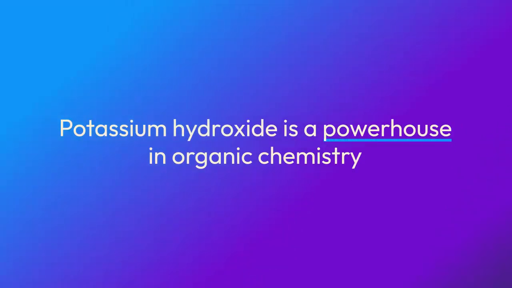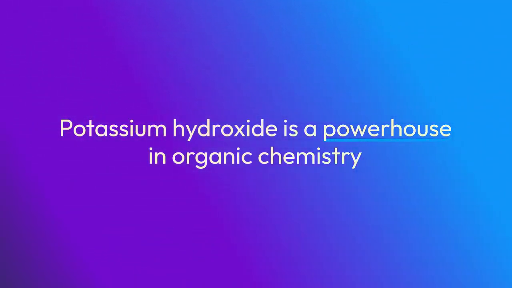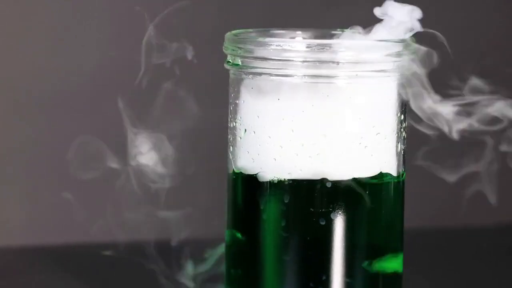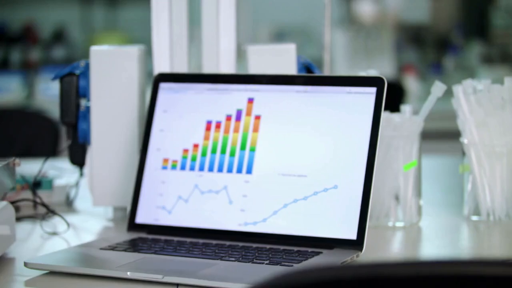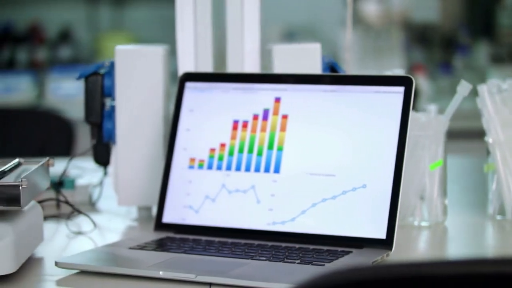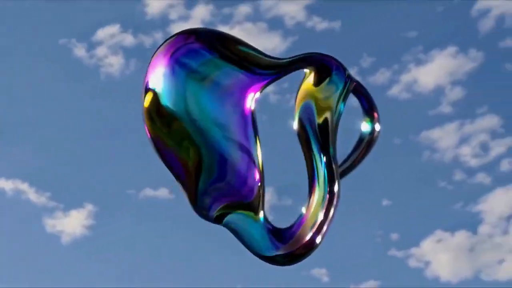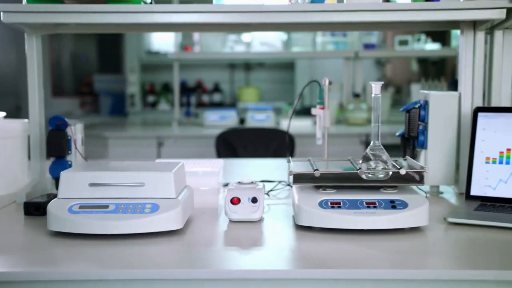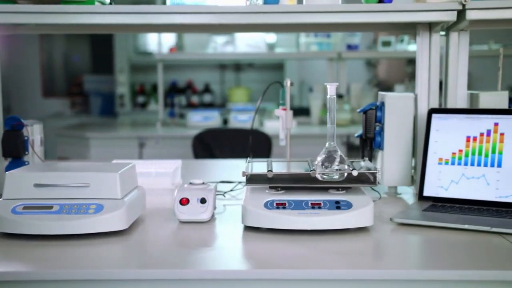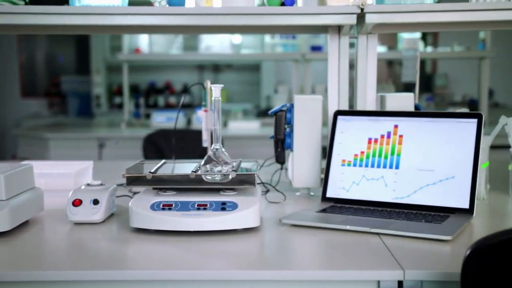So, to recap, potassium hydroxide is a powerhouse in organic chemistry. It can act as a base with an alcoholic solvent to create alkenes through elimination. It can act as a nucleophile with an aqueous solvent to create alcohols through substitution. And it's essential for saponification, breaking down esters to make soap. It's a fantastic example of how changing one condition, like the solvent, can completely change the outcome of a reaction.